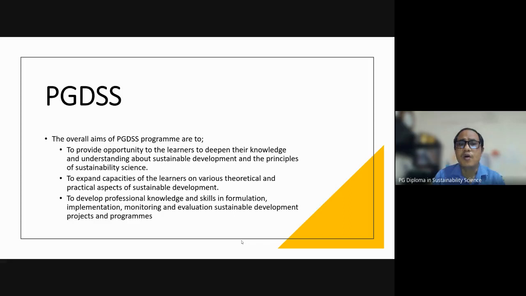and the overall objective of this program is to provide the opportunity to learners to deepen their knowledge and understanding about sustainable development and the principles of sustainability science, and also to expand the capacities of learners on various theoretical and practical aspects of sustainable development, and then develop professional knowledge and skills in formulation, implementation, monitoring, and evaluation of sustainable development projects and programs.